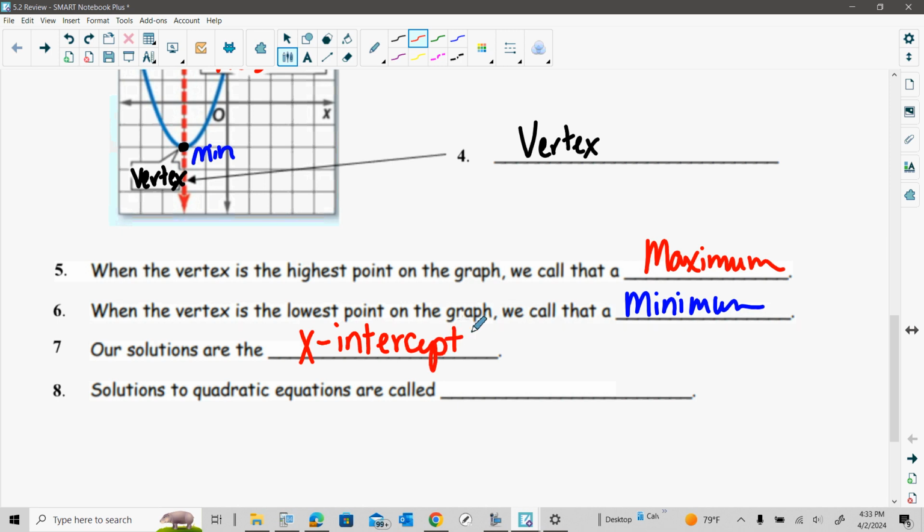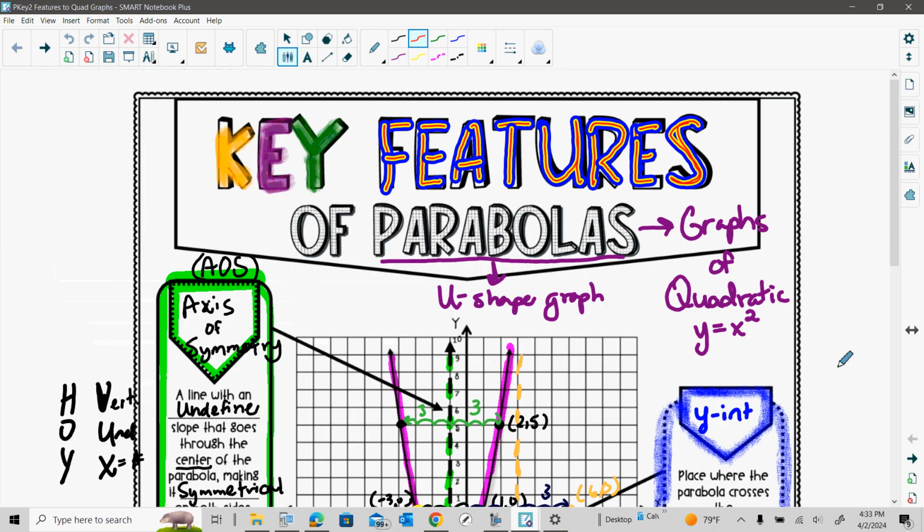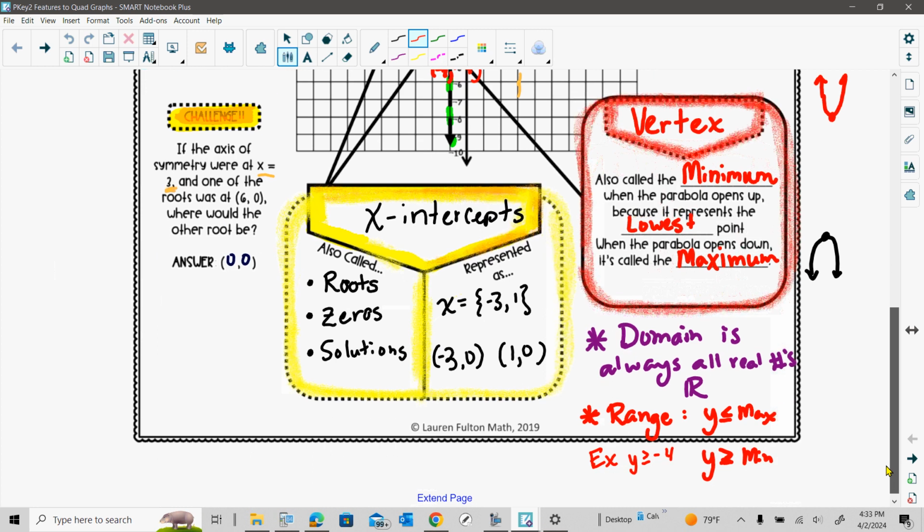Okay, it is the x-intercept. And solutions to a quadratic are called zeros, and they are also called roots. So it's just another name, and that was here on our key features of a parabola right here. X-intercepts are also called roots, zeros, and solutions. They can be represented with a bracket or your ordered pair.